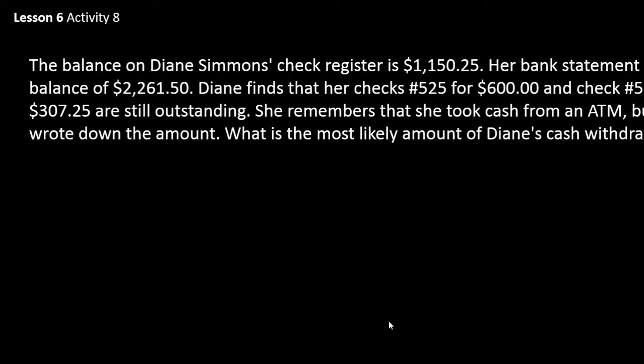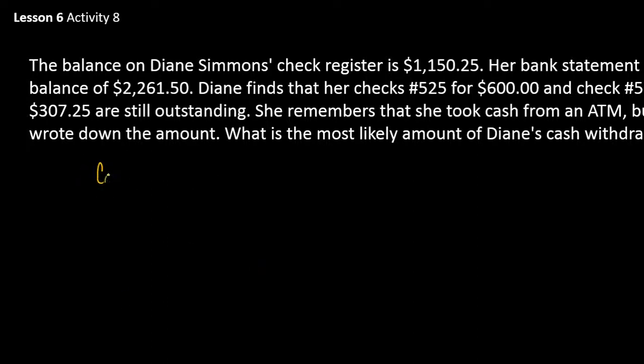Let's run through one more. Okay, the balance on Diane Simmons' check register is $1,150.25. Her bank statement shows a balance of $2,261.50. She has two outstanding checks, the amounts are given, and she remembers she took cash from an ATM but never wrote down the amount, so we have to figure out the amount that she withdrew. So what is the amount of her cash withdrawal?